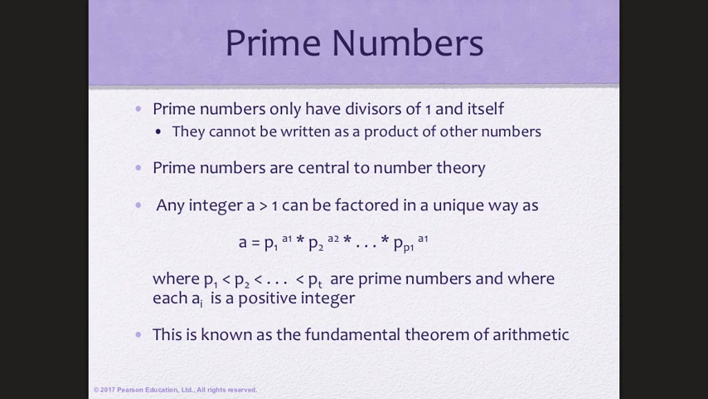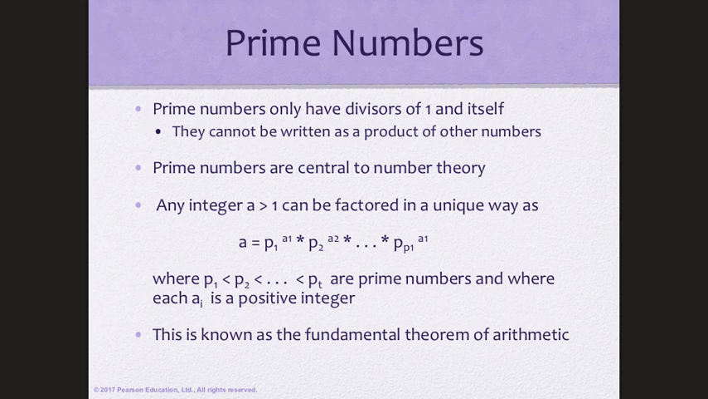Okay. So prime numbers, by definition, are numbers that have only two divisors: the number itself and one. They don't have any other divisors. They are very central to number theory. Number theory focuses a lot on usages of prime numbers and operations that involve prime numbers.